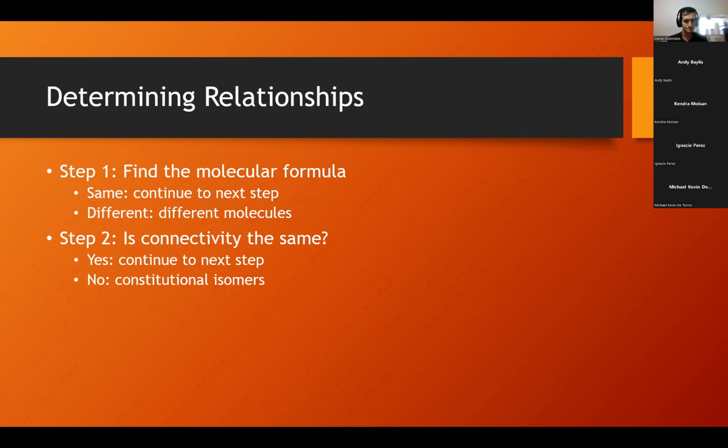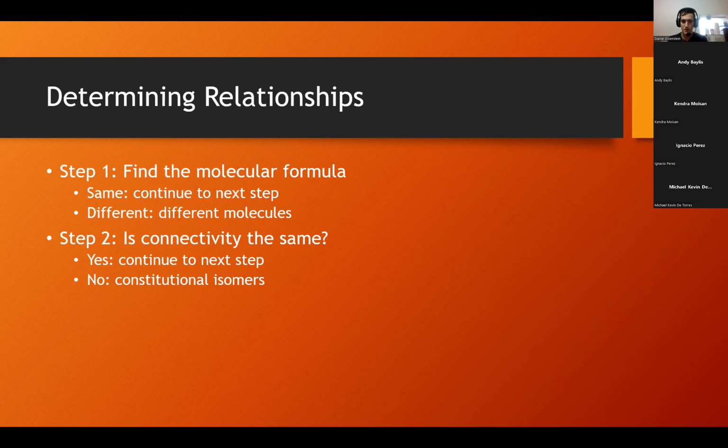Okay. So determining relationships. This kind of question is likely going to come up as, which of the following are constitutional isomers? Are they diastereomers or enantiomers? Are they identical? Are they neither and just completely different? Are they meso compounds? These things are going to help you answer those types of questions, okay? So the first step, finding the molecular formula, okay? If they are different, then they're just completely different molecules and you don't need to go any further, okay?